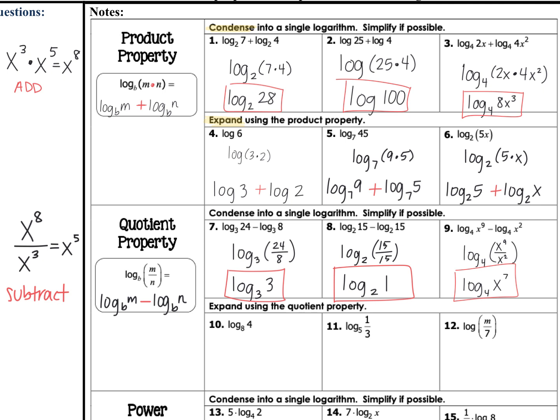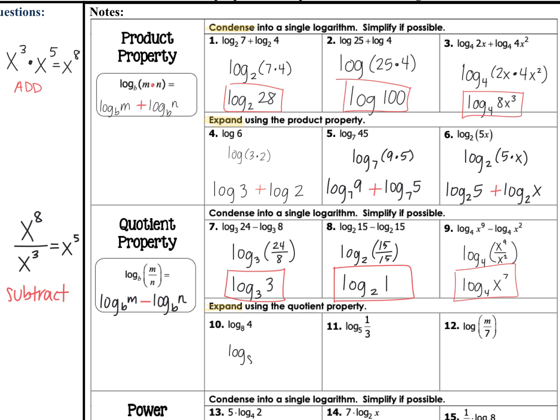Okay, we will do number 10 together, and then you'll do 11, 12. On number 10, it's asking you to expand it out, meaning space it out. Obviously, number 10 doesn't give you the divisors, so you can make some up. What are some things that you can divide to get 4? 8 and 2, we'll do that. There's a lot of answers to that.